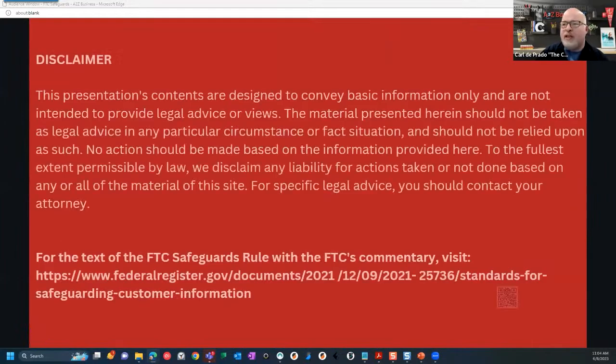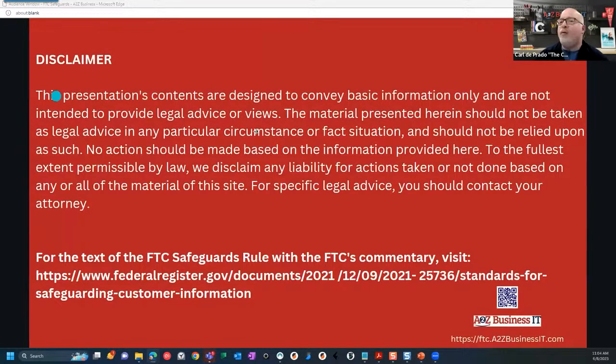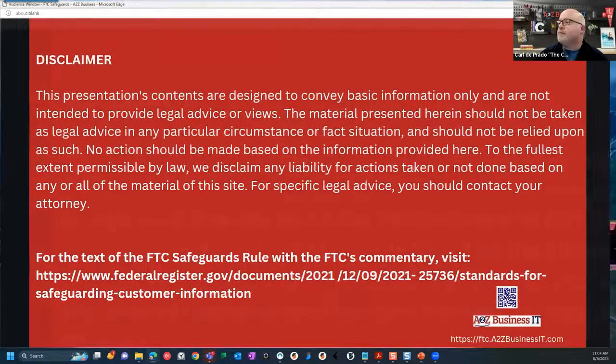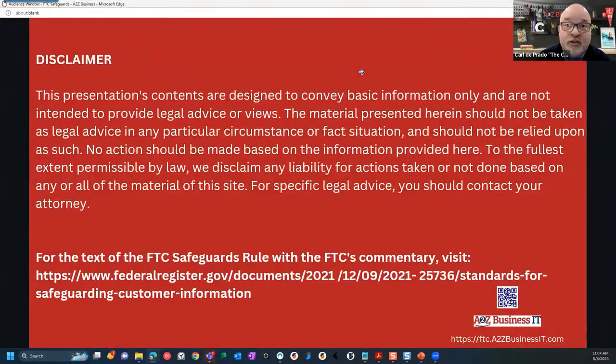Before we get in too deep, I wanted to give you a legal disclaimer. This presentation should not be construed as legal advice. If your business does fall under this, we're glad to help you in certain ways, but we're not able to give you any legal advice. You will need to consult with your attorney, as always, on those matters. But we do want to go over some of the things that are clearly identified in the Safeguards Rule that you're going to have to do if you fall under it.